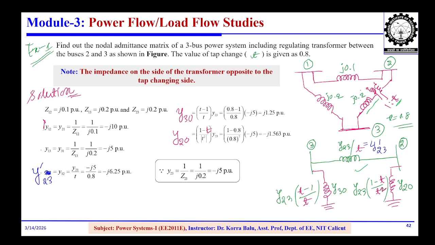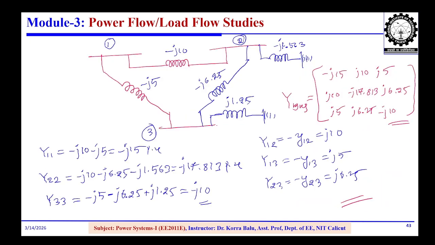So y23 is this given value, the given impedance now converted into the admittance. Similarly, you can calculate y30 and y20. So y30 is equal to y23 into (t minus 1) by t. The tap changing value is given, so you can use t equal to 0.8. By using this value, calculate the equivalent circuit parameters first, then you can draw the equivalent reactance diagram or equivalent admittance diagram. This is the equivalent admittance diagram, which shows all the values of the regulating transformer. This is the equivalent representation of the tap changing transformer given in the line. After calculating, you will get the Y bus matrix.